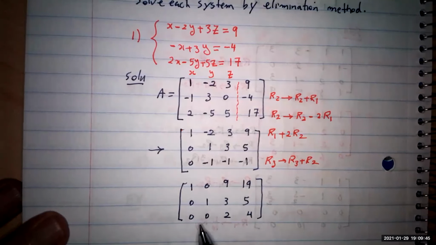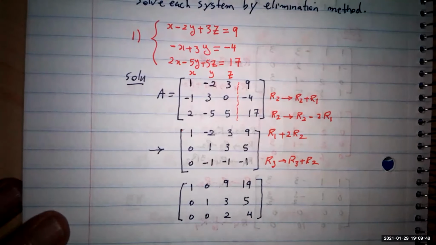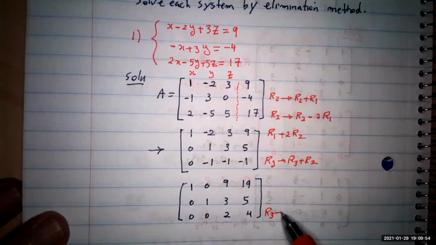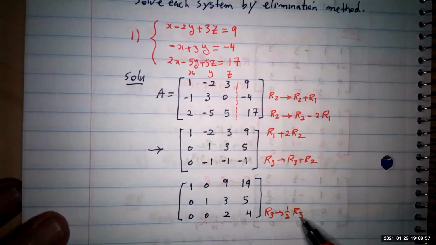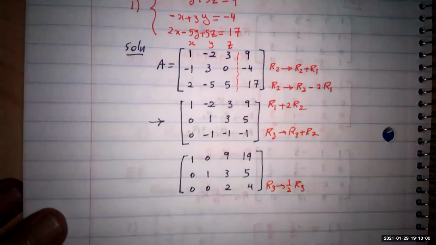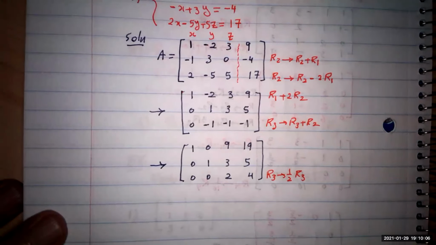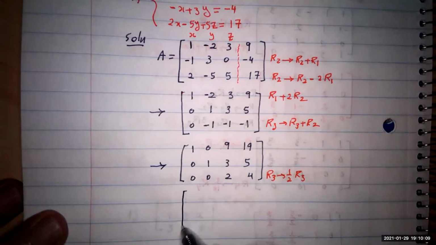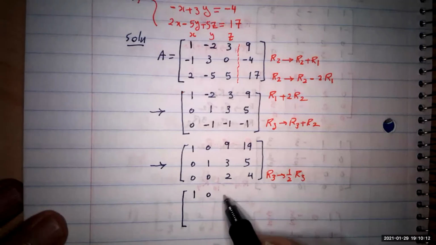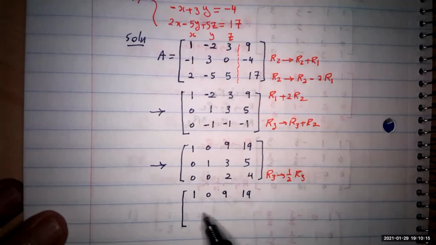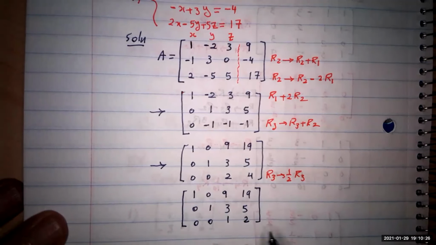Now we are going to take care of the last one. We need this one to be 1, so we can divide it. So that's going to be R3. We change R3 into 1/2 of R3. This operation is not going to be unique. You may use a different format, but your row reduced echelon form would be unique. So we have 1, 0, 1, 0, 9, 19. That's going to be 0, 1, 3, 5, and you divide, making it 0, 0, 1, and 2.